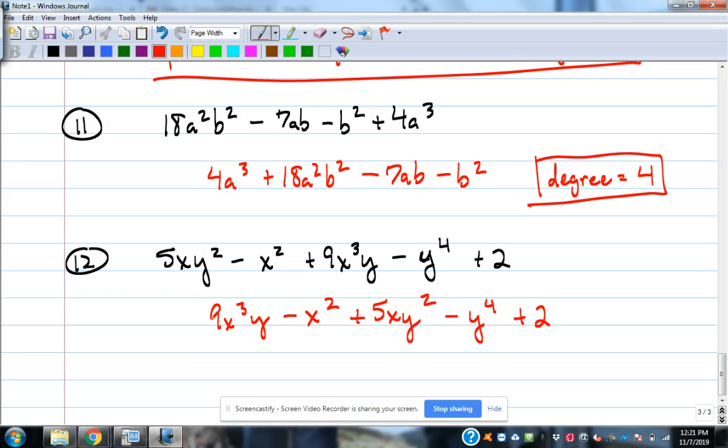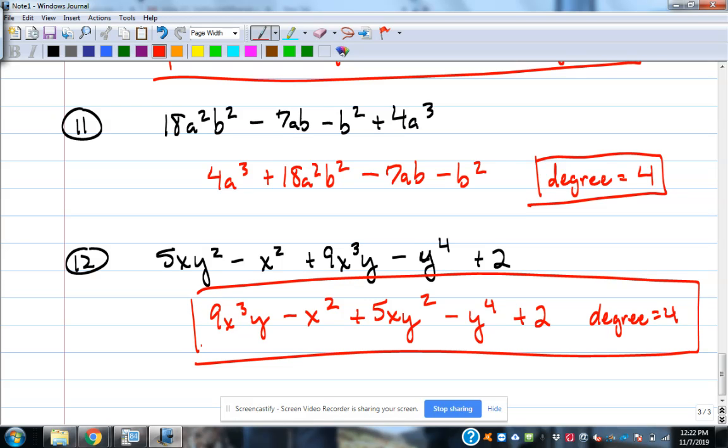So this one had a degree of 4. This term had a degree of 4. It's a tie, so it's just 4. So degree is 4. So there's the descending order and the degree for that one.